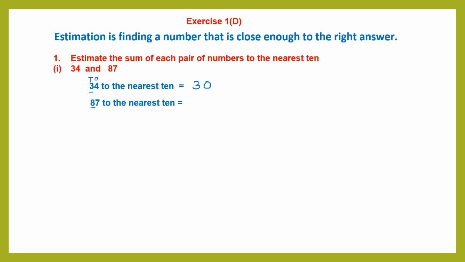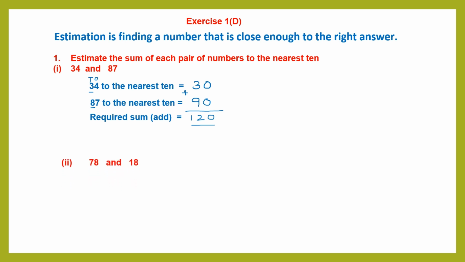Now let's round off 87 to the nearest 10. Ones, tens. In the tens place we have 8. The digit to its right is more than 5, so 8 will now become 9 and 7 will be replaced with a 0. Now we need to find the sum. So what is the required sum? Let's add up these and we will get our answer. So 0 plus 0, we write 0. 3 plus 9 is 12. 120 is the required sum.